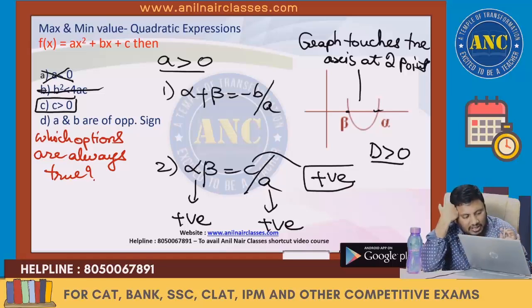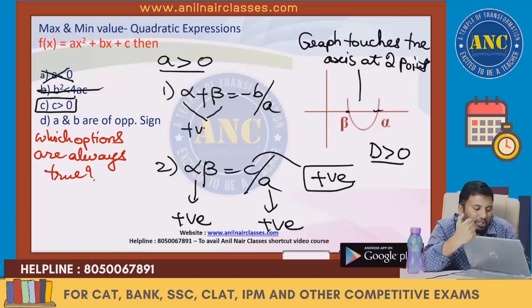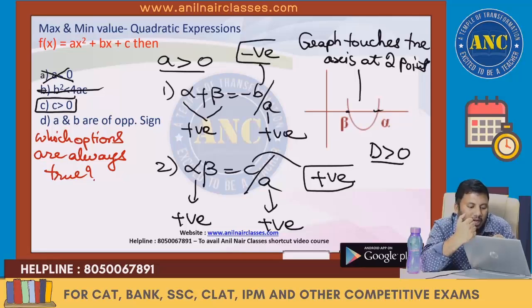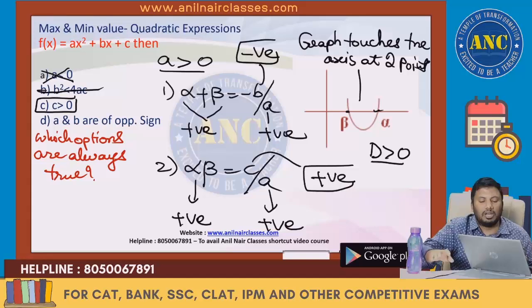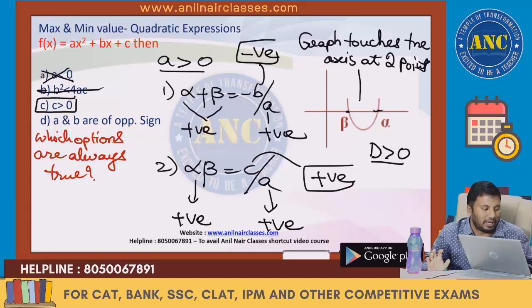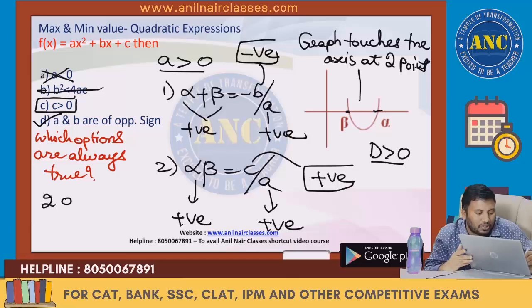Now see here, sir. Alpha is positive, beta is positive, so this is positive. A is positive. So B has to be negative, because negative into negative is only positive. B is negative, A is positive. A and B are of opposite sign. 2 options are always true.